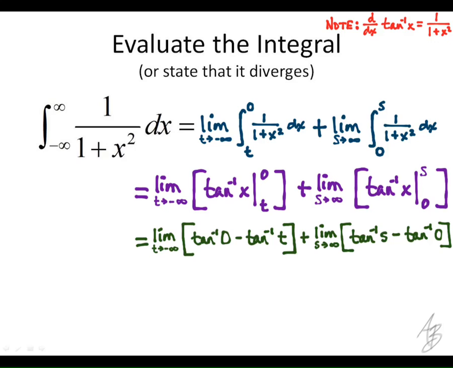Now, the 0 part, I think that's pretty easy. Anybody know what the arctangent of 0 is? Why is it 0? Because the tangent of 0 is 0. So since we take the tangent of 0 to get this 0, then the arctangent of 0 is going to be 0. So both of those are going to go to 0.